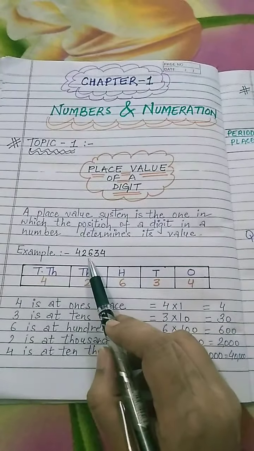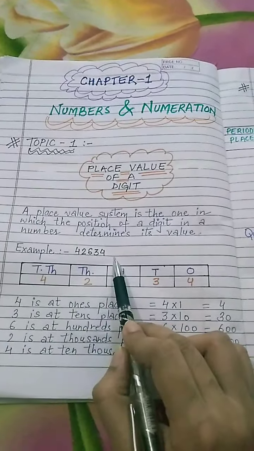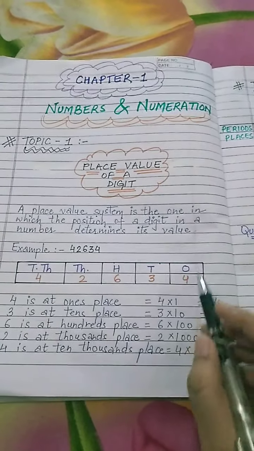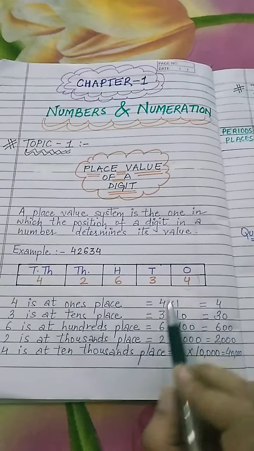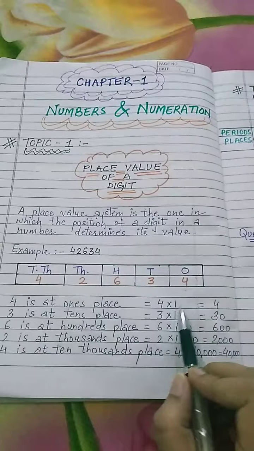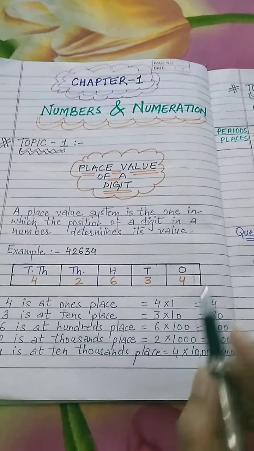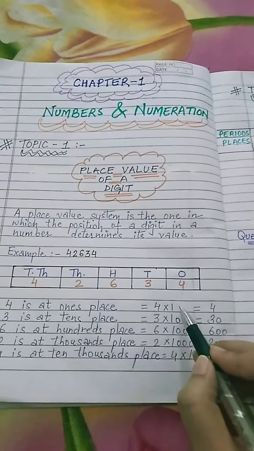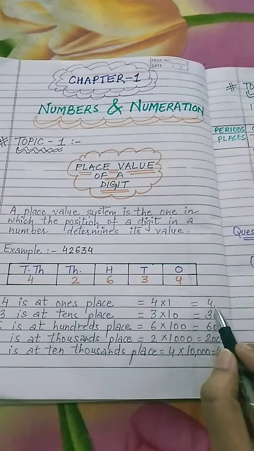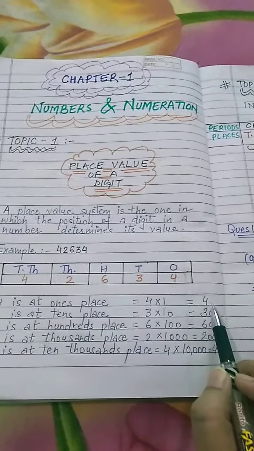Suppose we have 42,634 and we want to calculate the place value of each digit. So let's start with 4. 4 is at ones place, so we can calculate its place value by multiplying the face value of this digit by the value of its place. Now what is the value of its place? 4 is at ones place, so its value is 1. So after multiplying 4 by 1, we'll get 4. So we can say that the place value of 4 is 4.